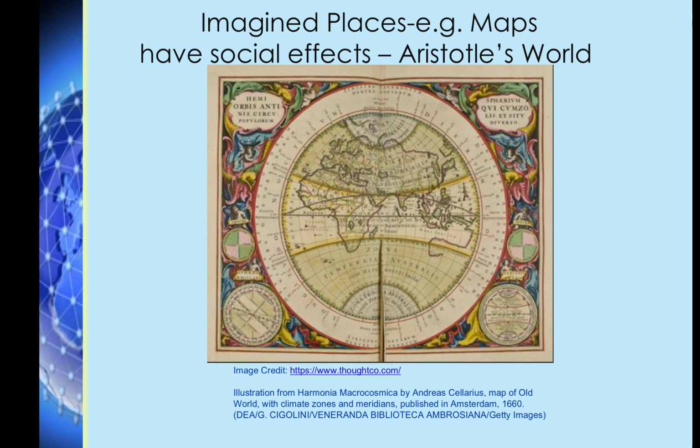So we began to think about how maps have ways of encoding imagined ideas, social ideas about place. But they also, of course, therefore have real social effects on people's attitudes towards place or people's interactions with space. So this was Aristotle's world. We're going back now far further than the Roman Empire, to the Greek Empire, and the time of Plato, of course.